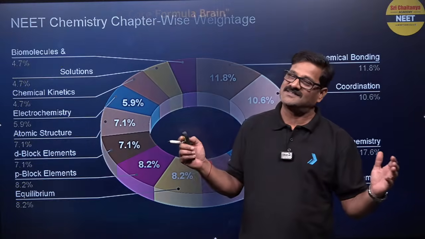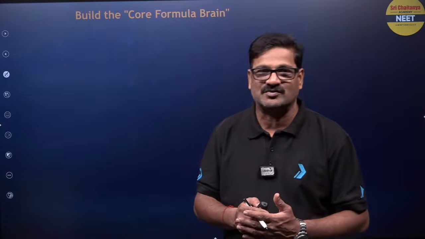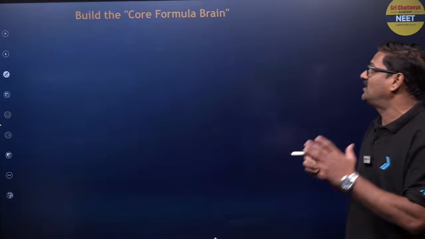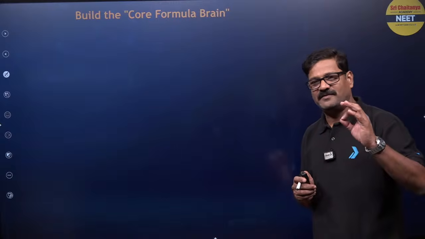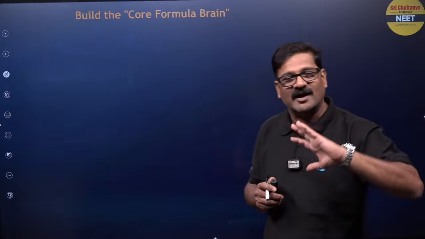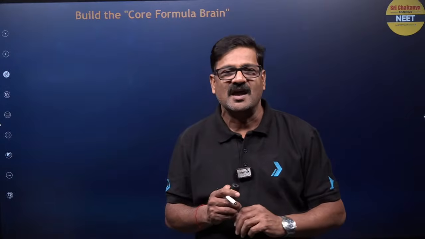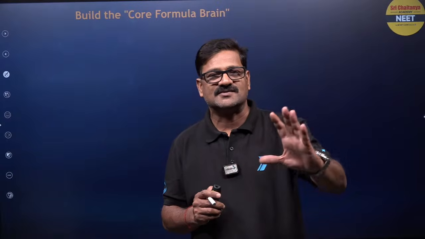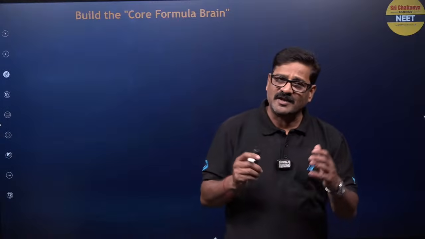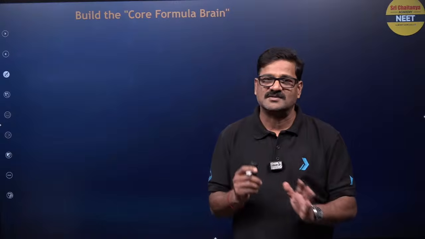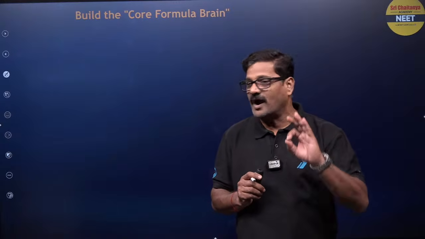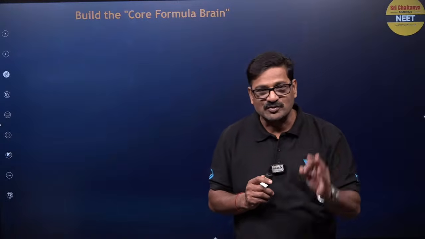So let us see the strategies to handle the chemistry questions here. Build the core formulas in the brain. In every chapter, you don't have 100 formulas in physical chemistry. Atomic structure, hardly 6 to 7 numerical formulas. Similarly, chemical kinetics: first order, second order, zero order formulas and the Arrhenius equation. Like that, you have to make the formulas in the brain and you will get it.